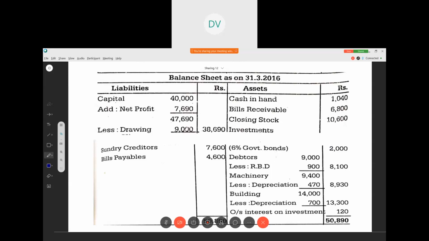Okay, so investment we have shown, and there is outstanding interest on investment, right? See this one, outstanding interest on investment, that also we have to show. Then debtors less reserve for bad debts 900. Machinery less depreciation, building less depreciation. Okay, so total of both the sides 50,890.